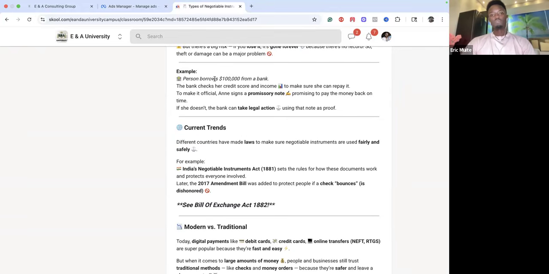And so a couple examples of this would be a person borrows 100,000 from the bank, and the bank checks her credit score and income to make sure that he or she can repay it, to make it official, and she signs a promissory note, right? Promising to pay the money back on time. And if she doesn't, the bank can take legal action using the note as proof. And so the proof, again, is an agreement. You sign an agreement, a promissory note agreement.